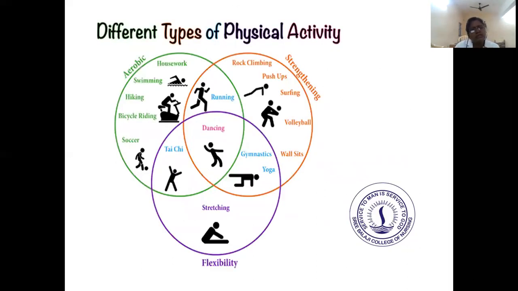There are different types of physical activity, based on aerobic, flexibility, and strengthening. If you look at these pictures, we can understand the activities: for aerobic, swimming, bicycle riding, etc. For flexibility, stretching, dancing, gymnastics. For strengthening, you can do exercises like push-ups, walking, wall sits, etc.